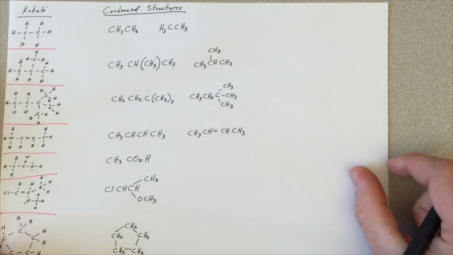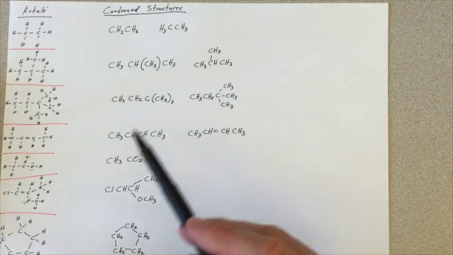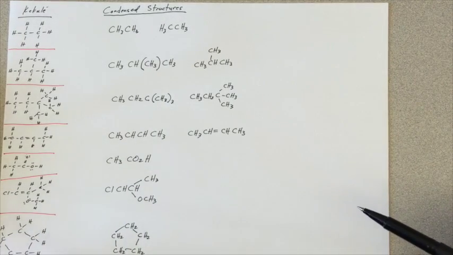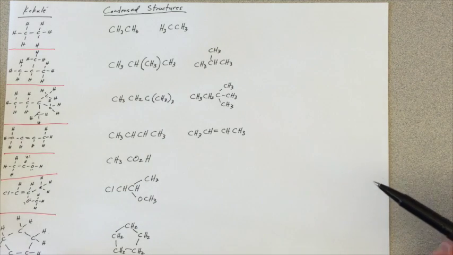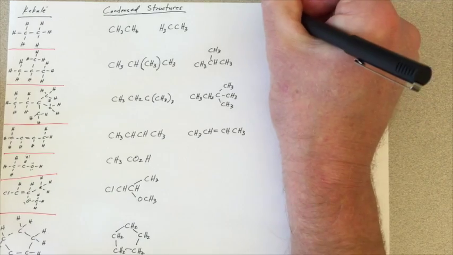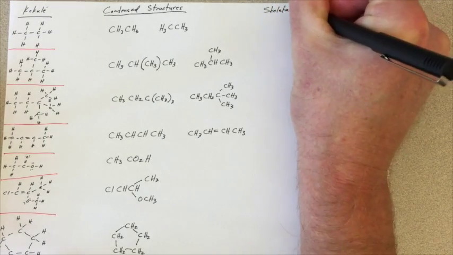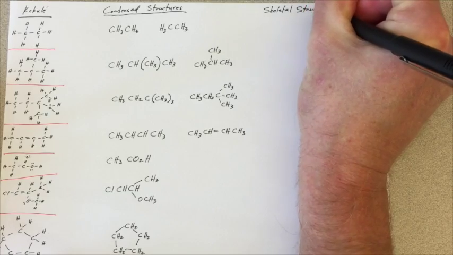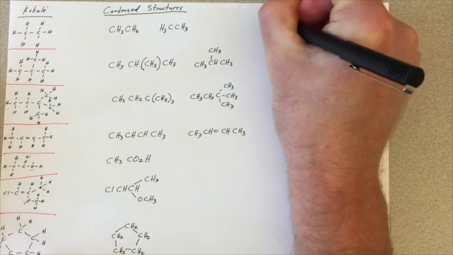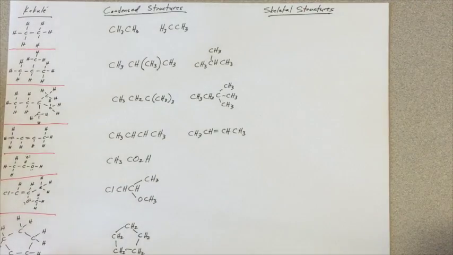Okay, this video is going to take the condensed structures that we figured out in the last video and make them even simpler. And so what we're going to talk about today is what we call skeletal structures, which make a lot of assumptions that you know what you're talking about with organic chemistry.